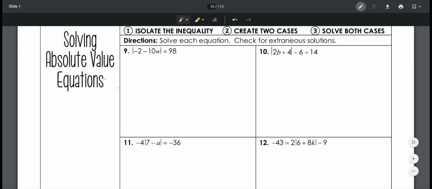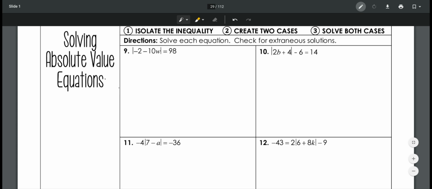In this video, we're going to review solving absolute value equations. At the top of the screen, you'll see isolate the absolute value. First thing you want to do, create two cases. I'll show you how to do that, and then you're going to solve each case. You can have up to two answers for each problem that you solve. You cannot have more, but you can have up to two.